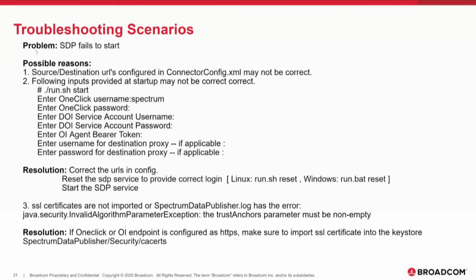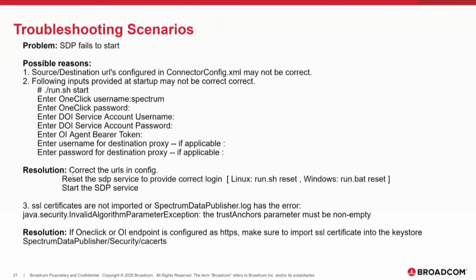So let's discuss the first problem. If the user fails to start SDP and sees any failures in the startup validations, the following are the probable reasons. The configuration may not be proper. The source and destination URLs, the ingestion endpoint, may not be configured correctly, or the inputs provided at startup may be wrong. The username, passwords, or the OI token which we provided may not be correct, which will fail the validations.